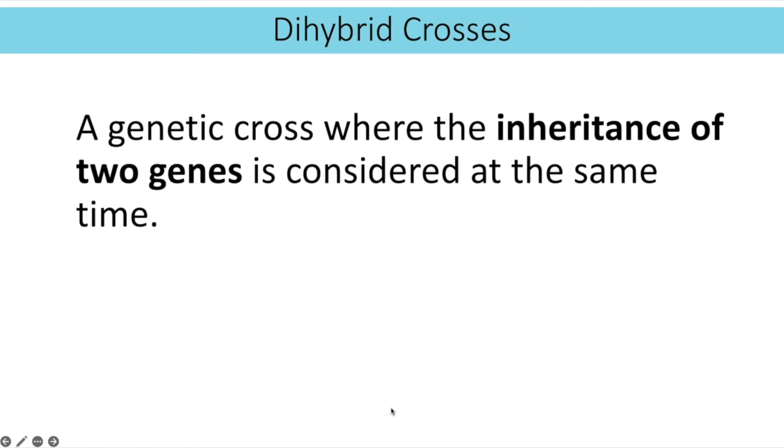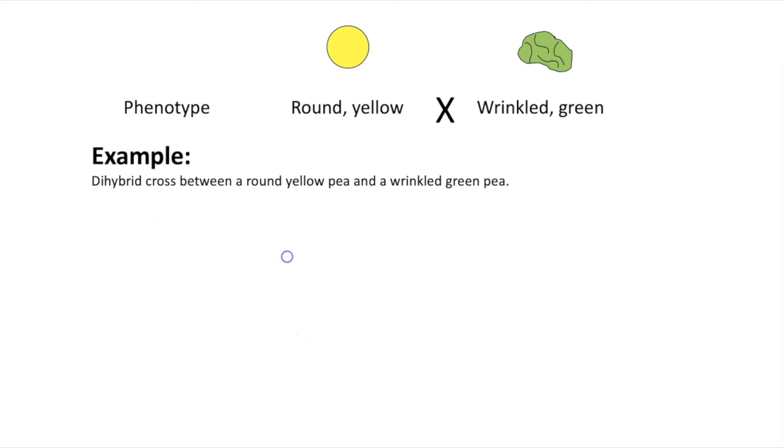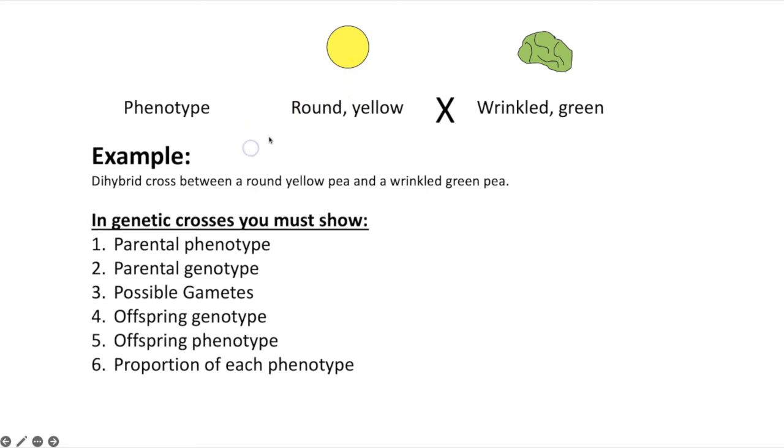So a dihybrid cross is where the inheritance of 2 genes is considered at the same time, which we actually just saw there in that epistasis example. A common example linked to this is Mendel and his peas. So he looked at pea plants, considering the gene for colour and the gene for whether it was round or wrinkled. Only he didn't know genes at that point. He was just noting down the colour and texture.